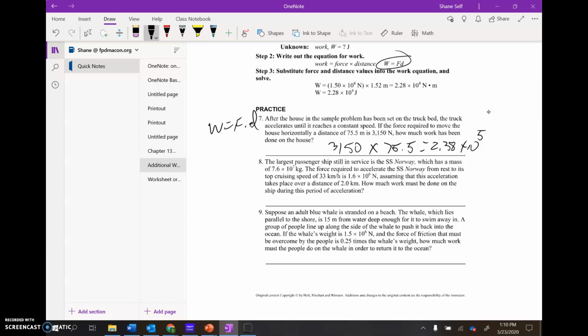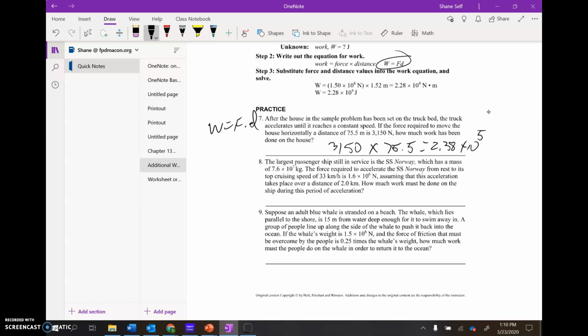Number 8, the largest passenger ship still in service is the SS Norway, which has a mass of 7.6 times 10 to the 7 kilograms. The force required to accelerate the SS Norway from rest to its top cruising speed of 33 kilometers per hour is 1.6 times 10 to the 6 newtons. Assuming that this acceleration takes place over a distance of 2 kilometers, how much work must be done on the ship during this period?